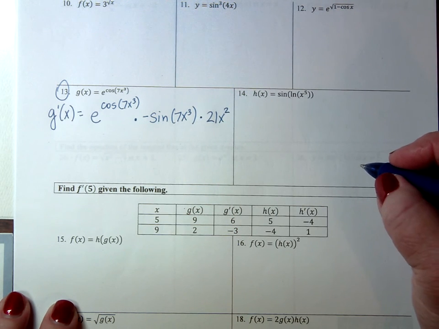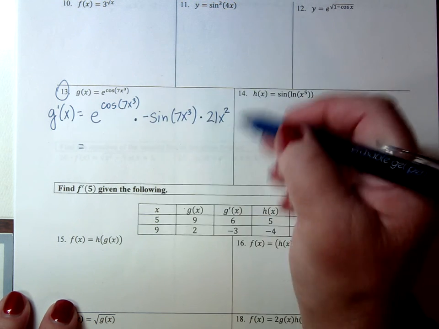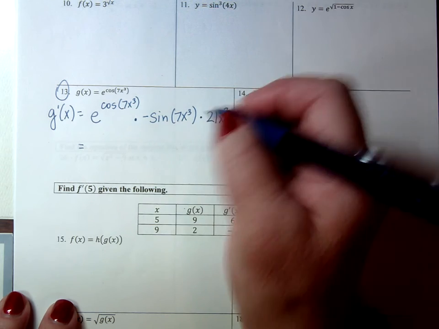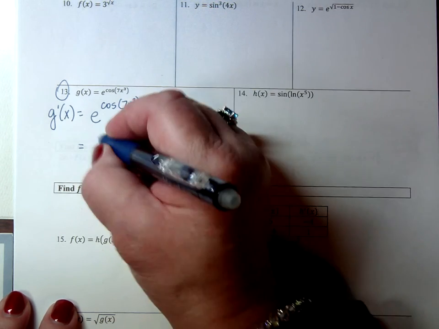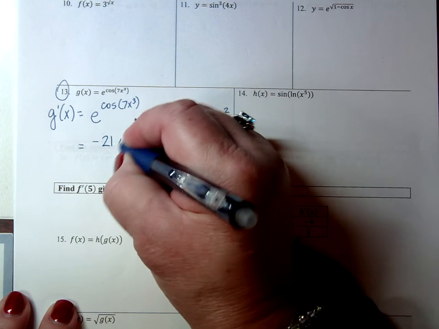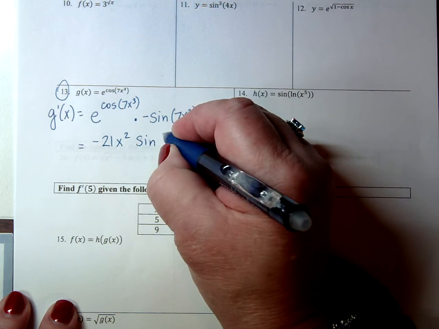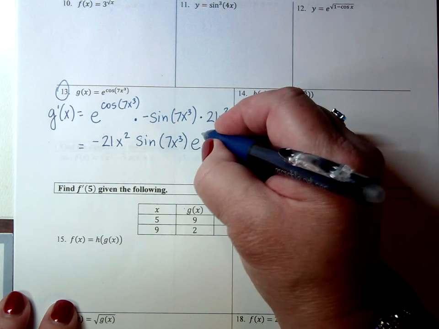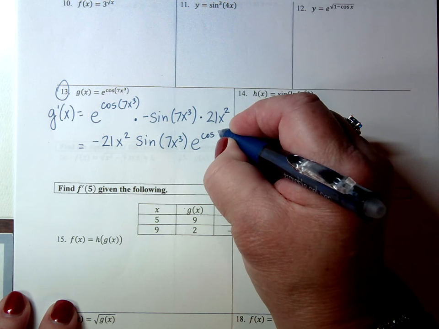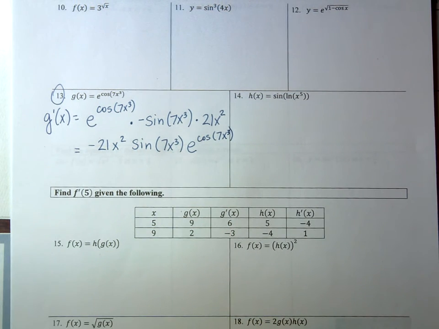And see if you can make that any prettier. I don't know that there's any. No fractions involved. I have no negative exponents. Normally the 21x squared would be your first piece, and remember it's negative 21x squared. And then I guess I probably would put the sine next, and then I would put your e piece last. Does it really matter? And the answer is absolutely not. Multiplication, you can put it in any order that you want.